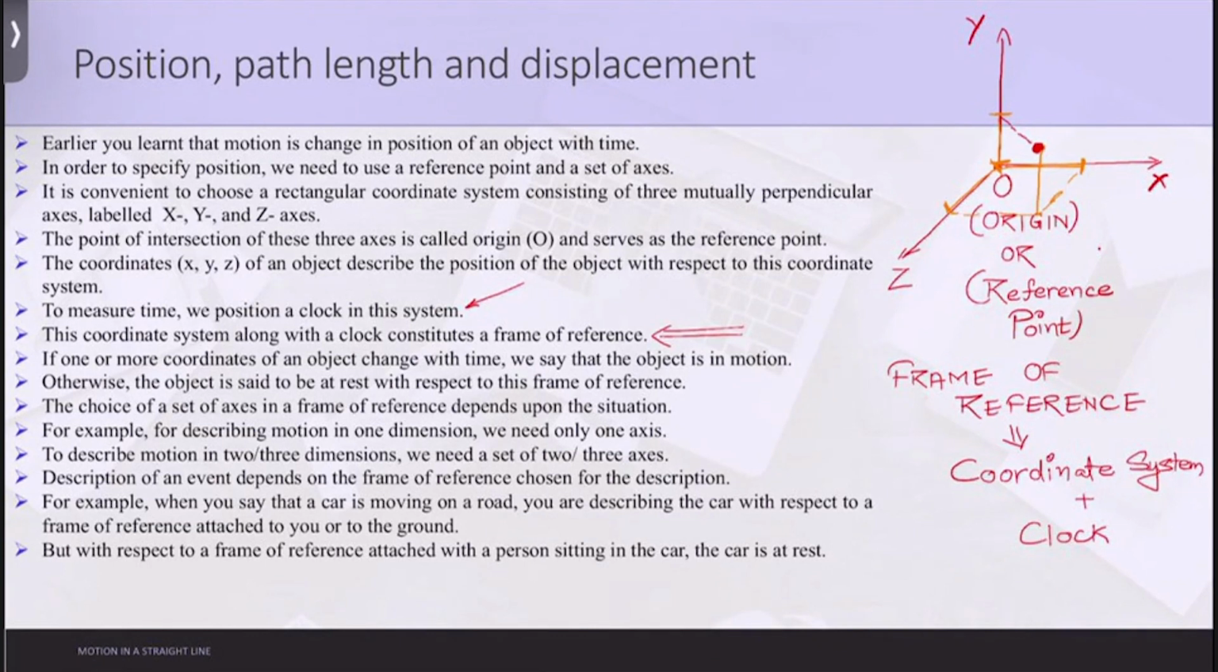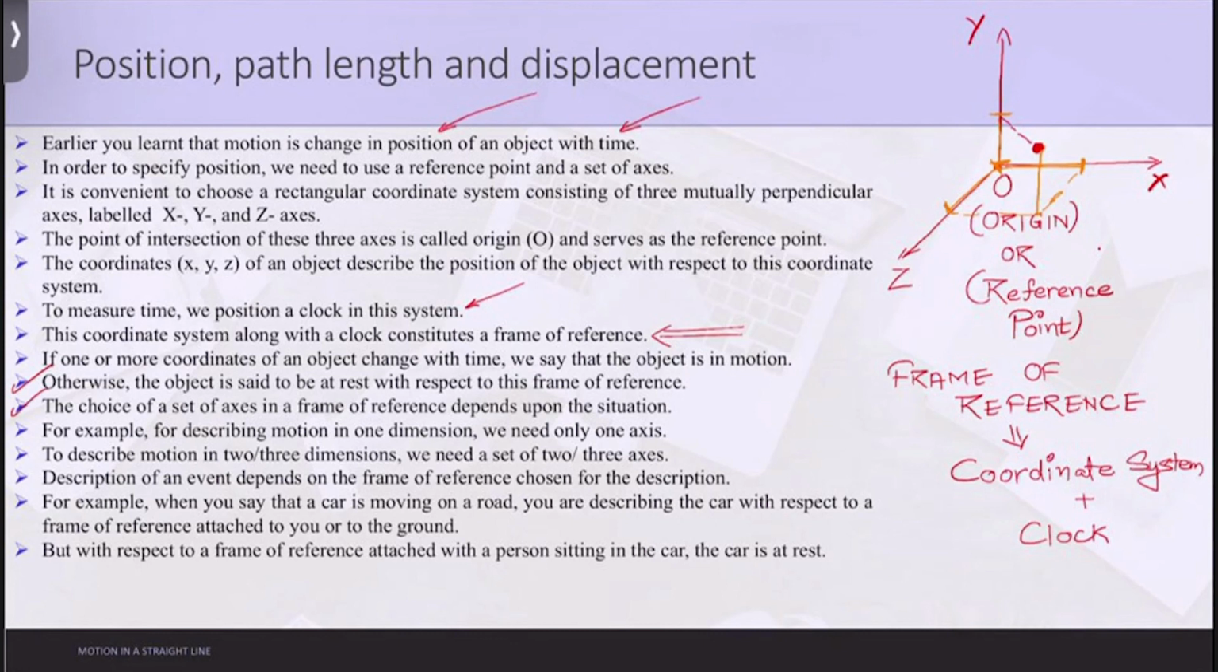The next line says that if one or more coordinates of an object changes with time, we say that the object is in motion. Quite evident. Let us say only x changes to x dash. If there is a change in the value of x dash only, then there will be motion occurring, because what is basically motion? Motion is change in position of the object with respect to time. Otherwise, the object is said to be at rest with respect to this frame of reference. So if there is no change in the coordinates, then that object is said to be at rest.